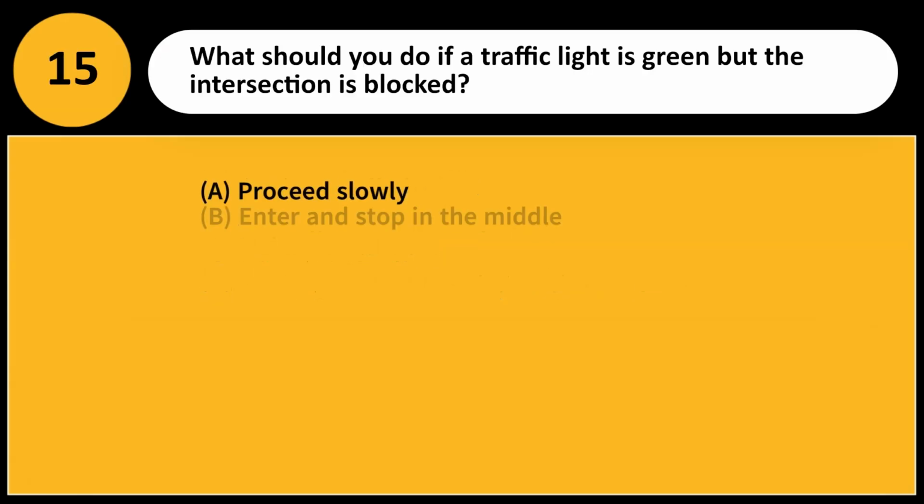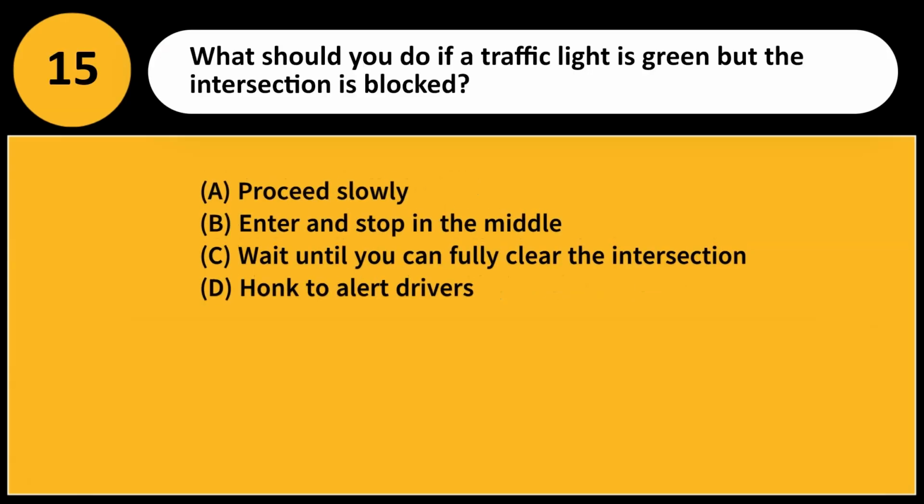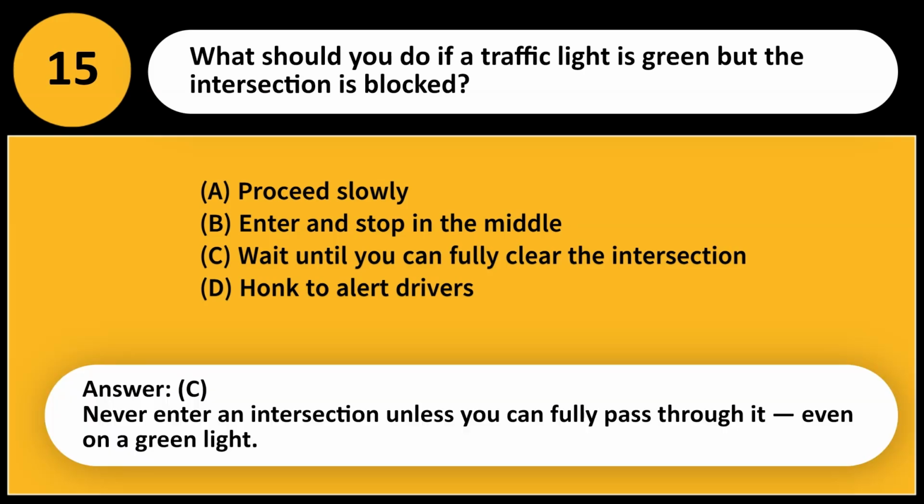What should you do if a traffic light is green but the intersection is blocked? A. Proceed slowly. B. Enter and stop in the middle. C. Wait until you can fully clear the intersection. D. Honk to alert drivers. Answer: C.